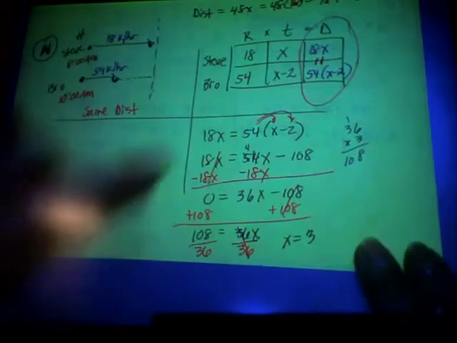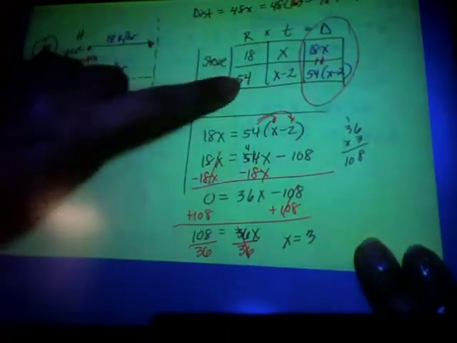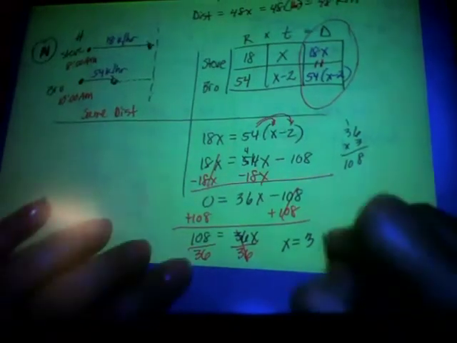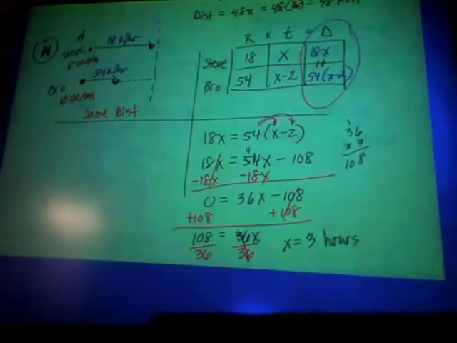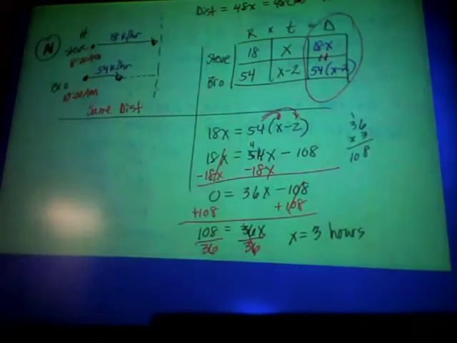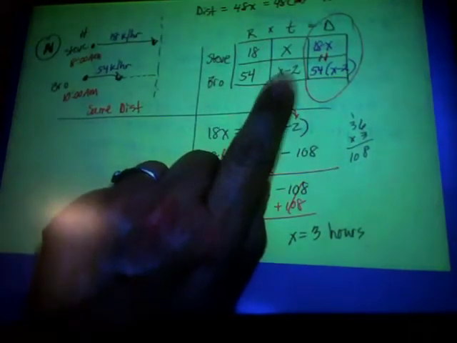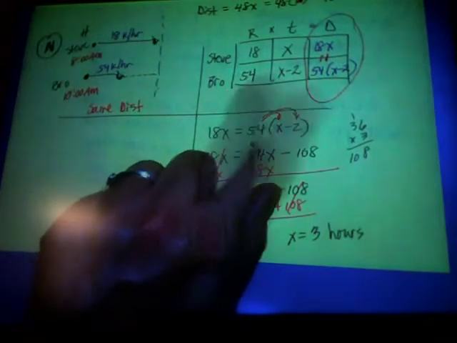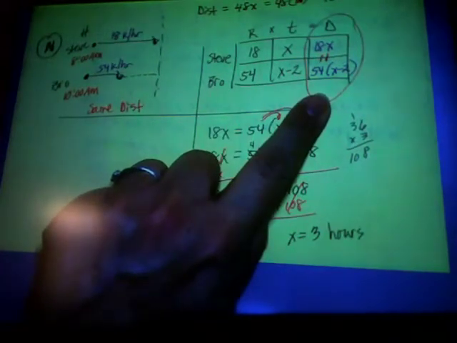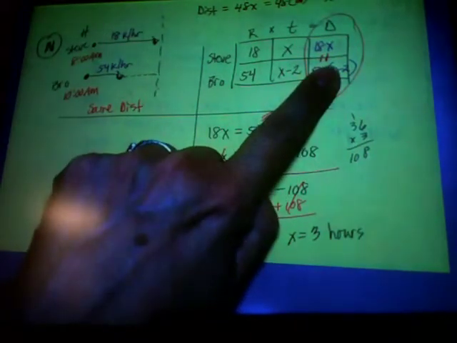And go back to your chart. What unit of measure is x? Hours. So x is 3 hours. That means Steve traveled 3 hours. What did his brother travel? What's 3 minus 2? 1 hour. So how far did his brother go? If he went 1 hour, what's 1 hour times 54? Didn't he go a distance of 54 kilometers? Doesn't that mean Steve went 54 kilometers?